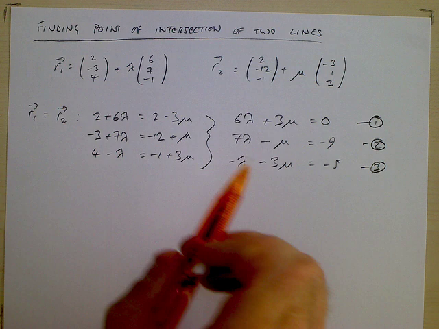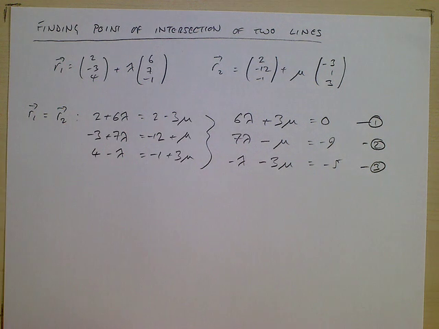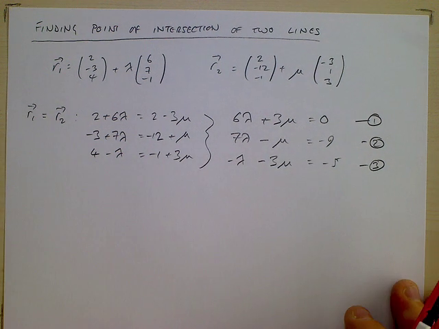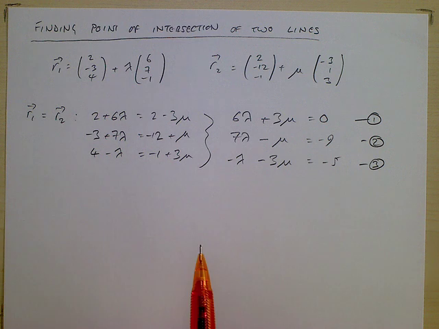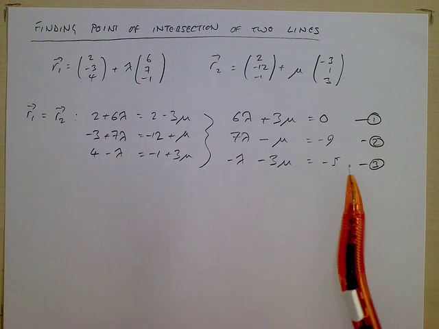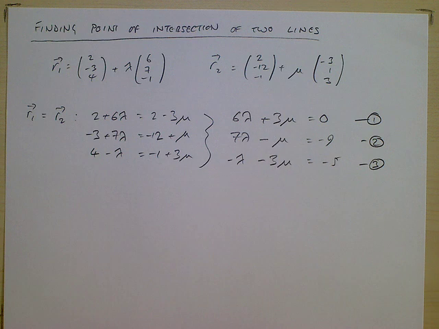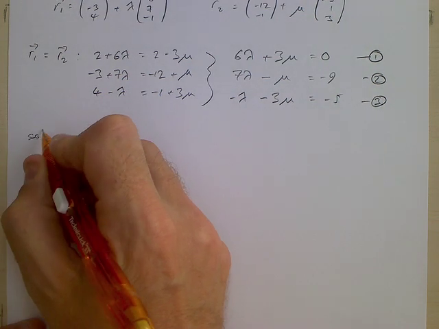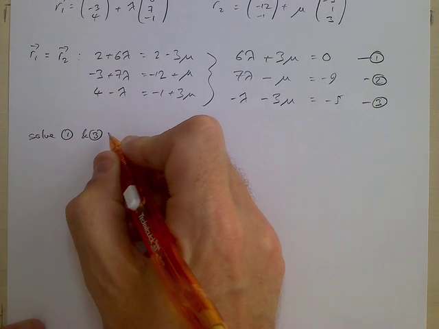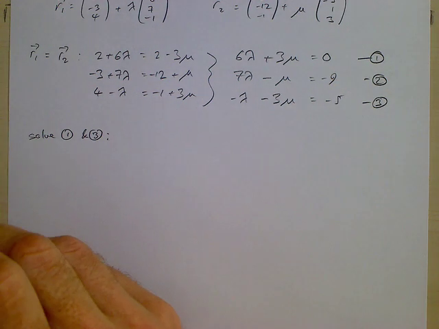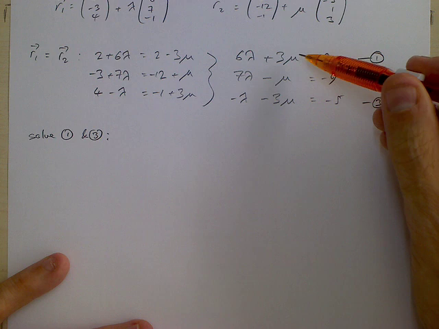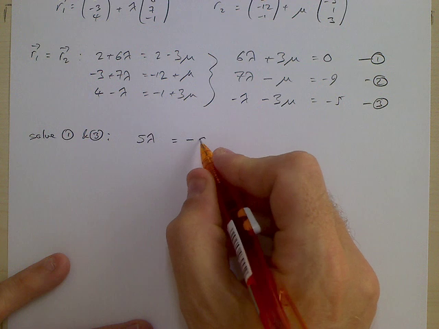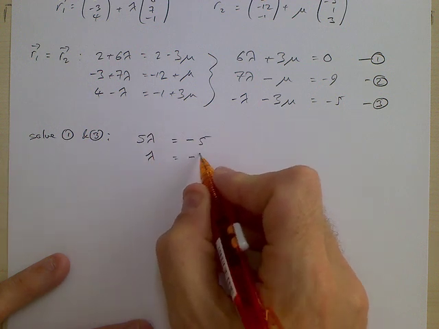Now, for these two lines to meet at a particular point, I want to find the value of lambda and mu that makes all of these true. So my next step is to pick any two of these and solve them. Looking at these, I can see that the mu components match in 1 and 3, so I'm going to solve 1 and 3. I'm going to add these together. So I've got 5 lambdas is going to be equal to minus 5, lambda being minus 1.